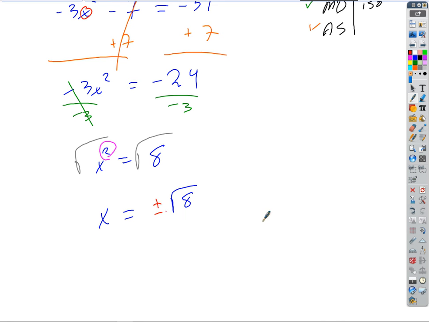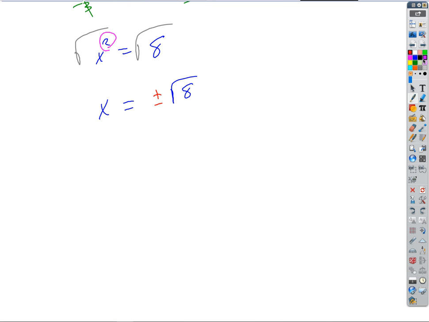Okay, so why do we need the plus or minus? It could be either one. Okay, now we gotta be careful with this. What is the square root of 8? Or let's do a simpler one. Let's take the square root of 9. What is the square root of 9? It's not plus or negative 3. It's 3. The square root of 9 is 3 only, but that's different than saying if I have x squared equals 9, x could equal plus or minus the square root of 9. Okay, you see the difference?